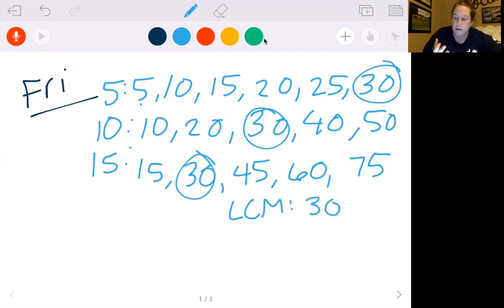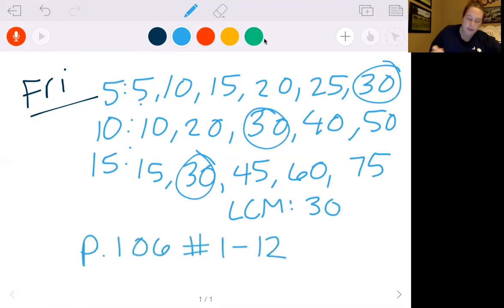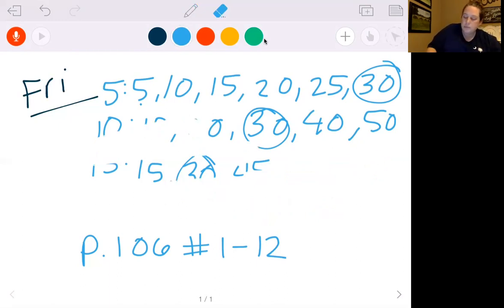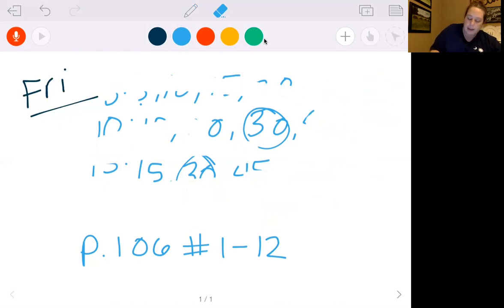Okay, so that's what we're going to start working on today. You're going to do page 106, numbers 1 through 12. If you look at 1 through 12, it doesn't even tell you to find the LCM. It just tells you to find the first 8 multiples. So let's do number 1 together. You're going to do them all just like this.